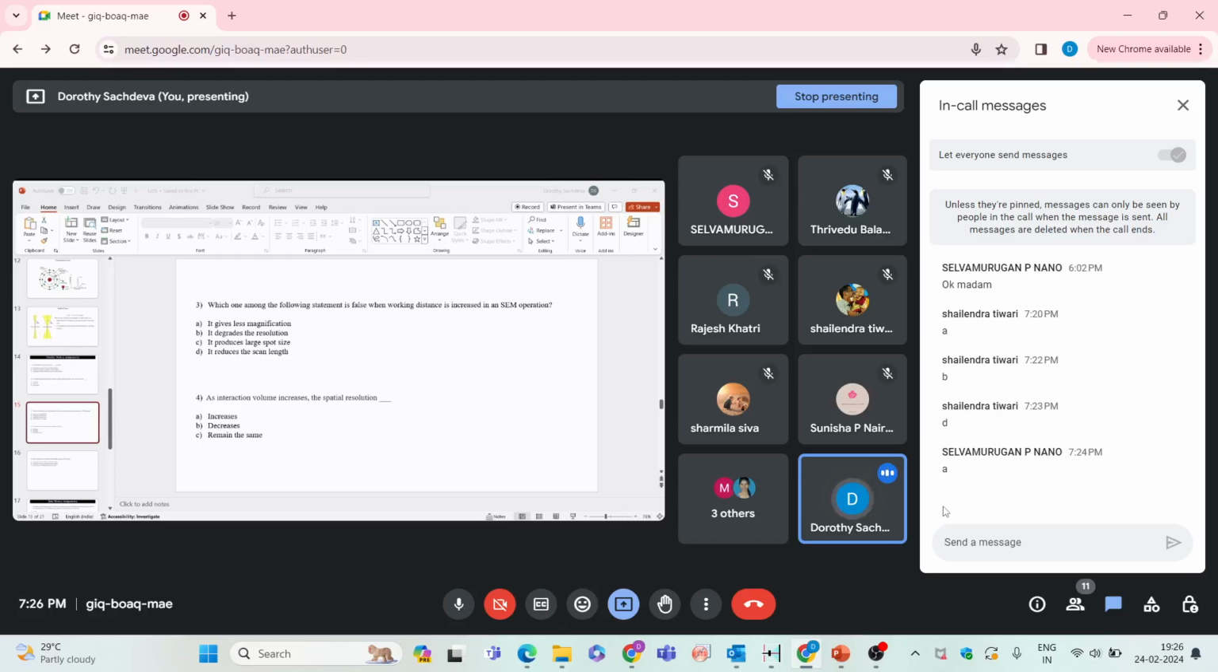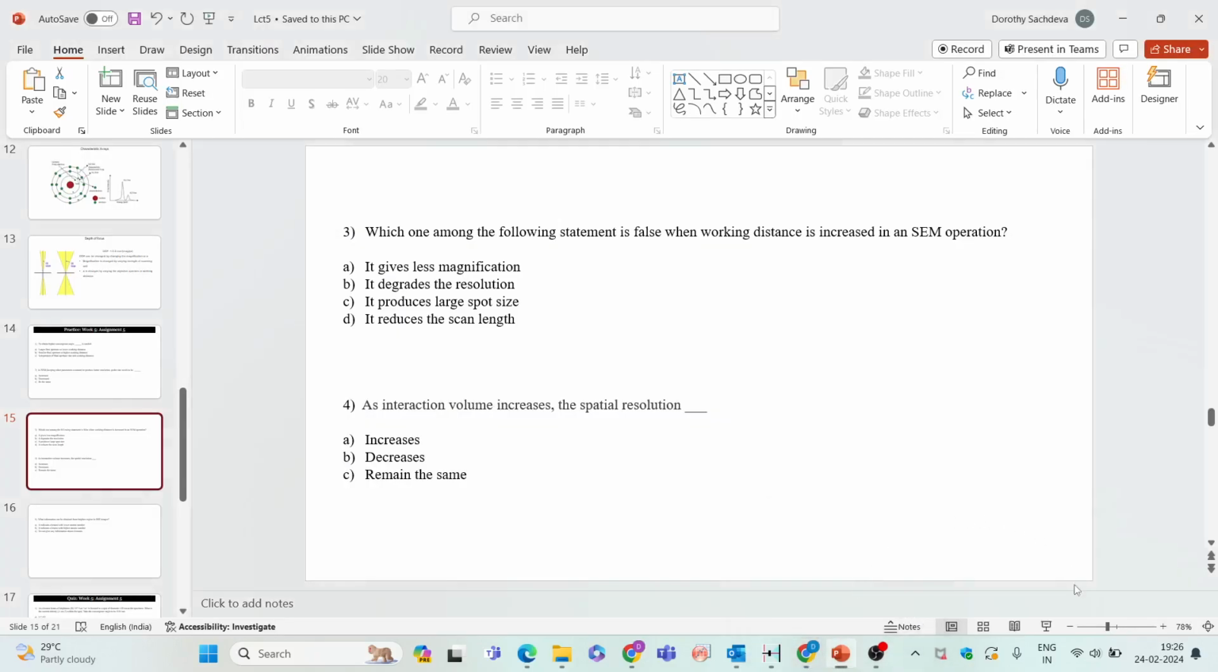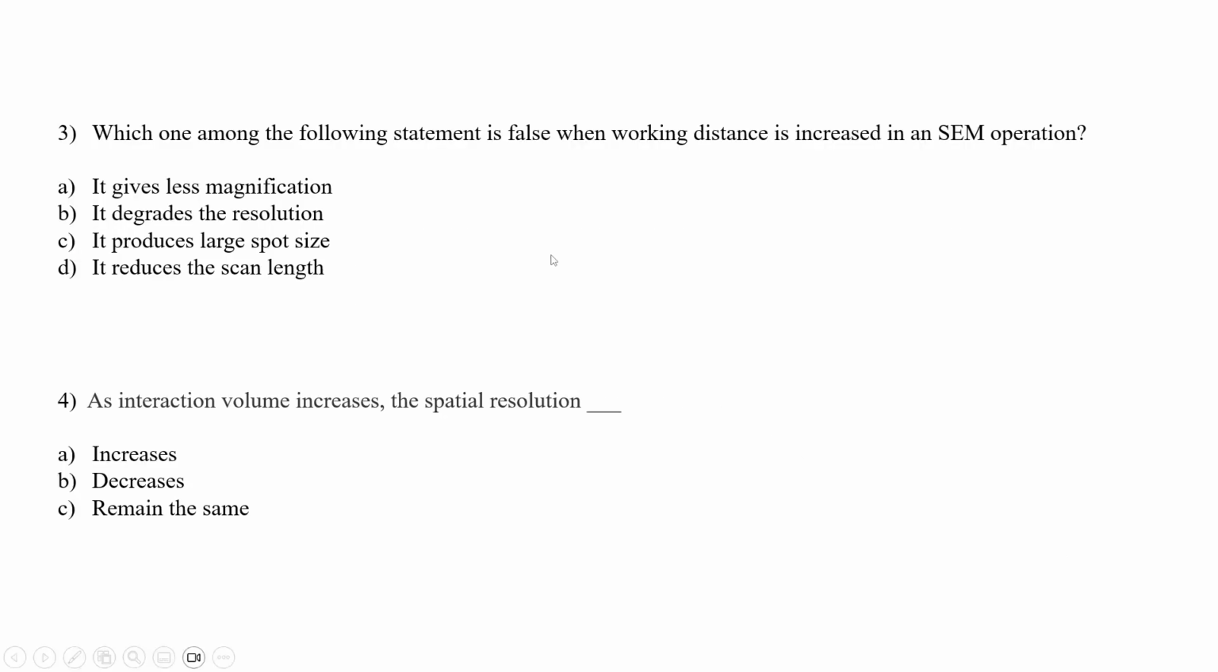Someone says option A, that it will increase. Does anyone agree with him? Anyone having any comments in this question about the spatial resolution? Shailendra is saying option B, that it will decrease. Let me tell you, here option B will be the correct answer for this question, that it will decrease.